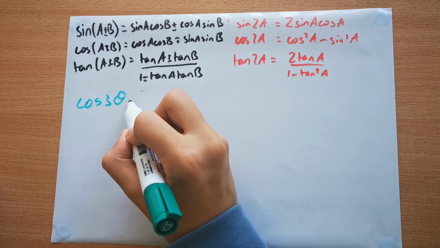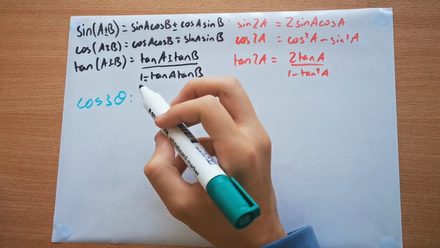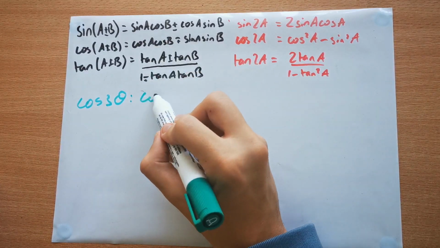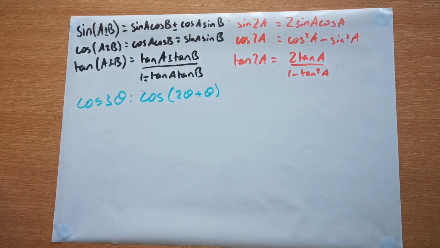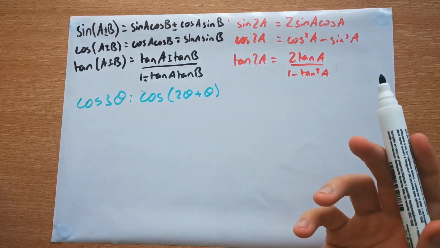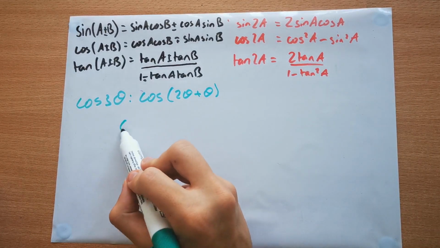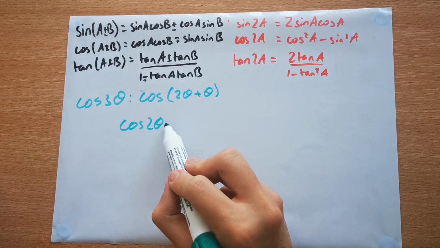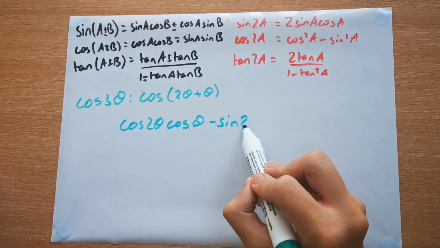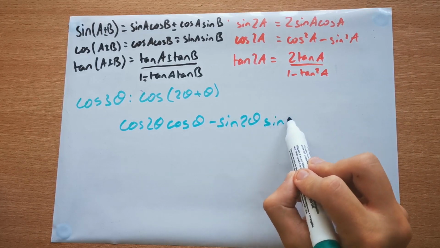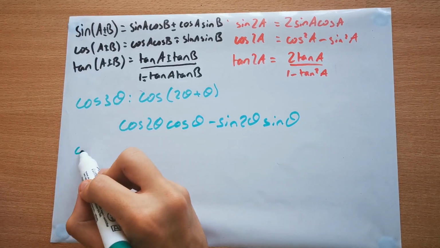Cos 3 theta, what is that equal to? Well, we know what cos 2 theta is and we know what cos theta is. So we could rewrite that as cos of 2 theta plus theta, and then you write that out as you would the compound angle formula. So let's rewrite that as cos 2 theta multiplied by cos theta minus sine 2 theta sine theta, and then expand. So now we have, are you ready for this?